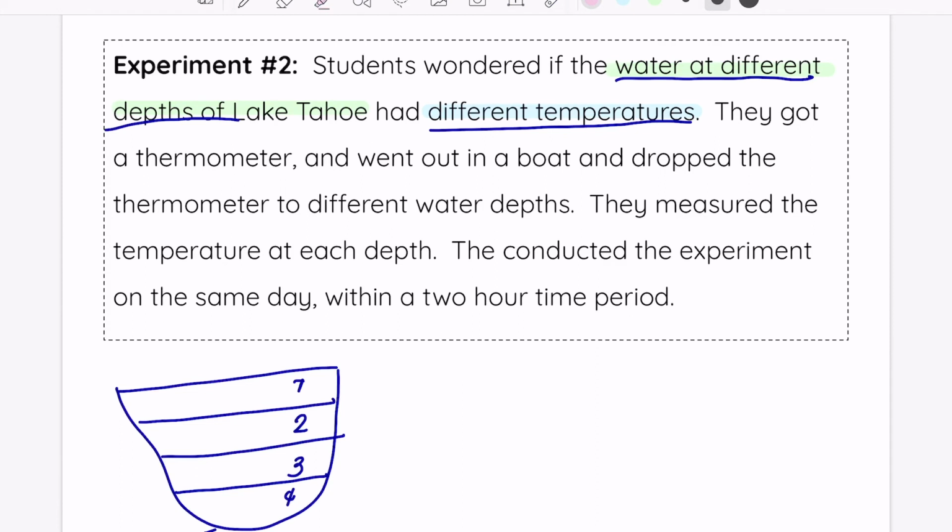What stayed the same was the thermometer, and they did that from a boat and then dropped the thermometer to different water depths. They measured the temperature at each depth. They conducted the experiment on the same day within a 2-hour time period. So they tried to keep the time the same so that it's not going to be too vastly different.